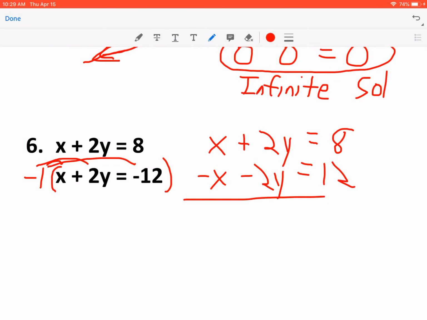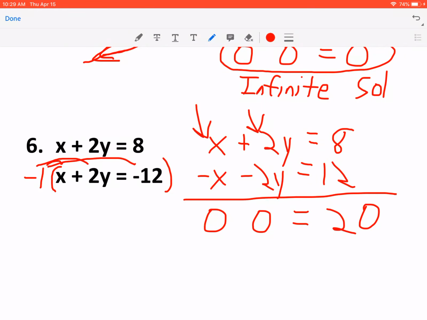But again, here's the problem. x minus x is 0. 2y minus 2y is 0. 8 plus 12 is 20. Well, 0 doesn't equal 20. So what happens is, if the variables cancel, but the number doesn't, that's called no solution. What that means is, if I graph these, I'm going to have two parallel lines. So this is called no solution.